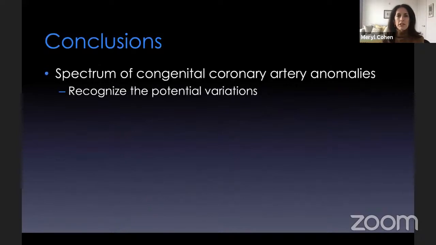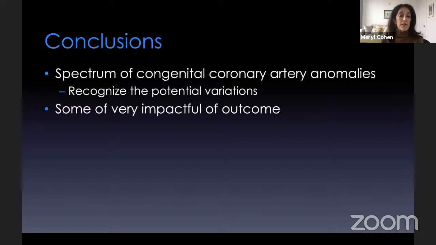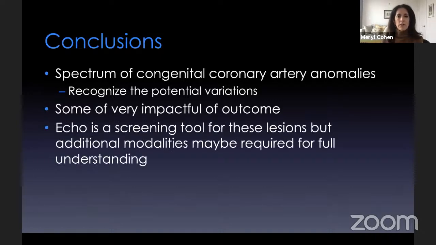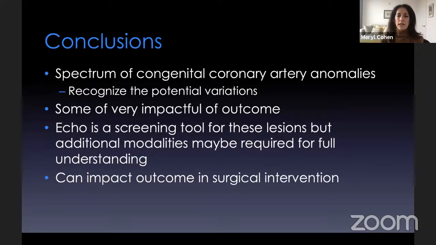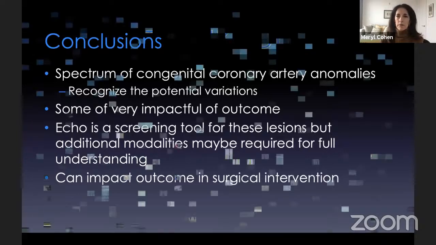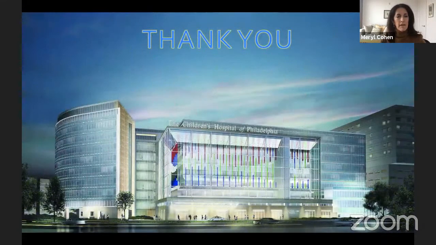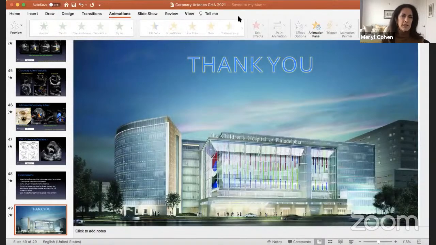So in conclusion, there's a spectrum of congenital coronary artery anomalies, and we need to recognize the potential variations. Some of them are very impactful on outcome, and echo is a really good screening tool for these lesions, but additional modalities may be required for full understanding, and it can certainly impact outcome of our surgical interventions. Thank you very much for your attention, and I will stop sharing my screen.